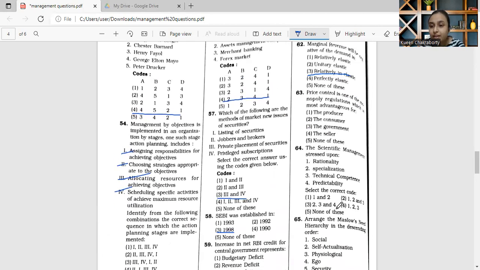Moving on to question number 63. It says price control is one of the monopoly regulations which is the most advantageous for the producer, the consumer, the government, the seller, or none of these. One of the benefits of monopoly is that it helps in setting price control. Let me give you an example. The UK competition regulator, the Office of Fair Trading, has developed a system of price capping for previously state-owned natural monopolies like gas and water.